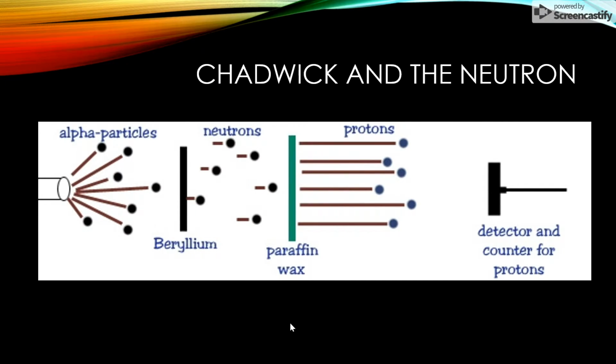And a lot of other labs did this prior to him. However, he estimated that the mass of the neutron was about the same as the proton, which is a big thing because that makes up another part of the nucleus.